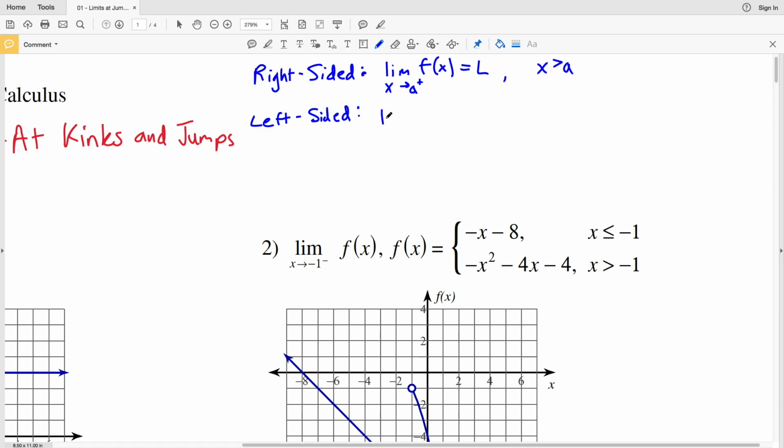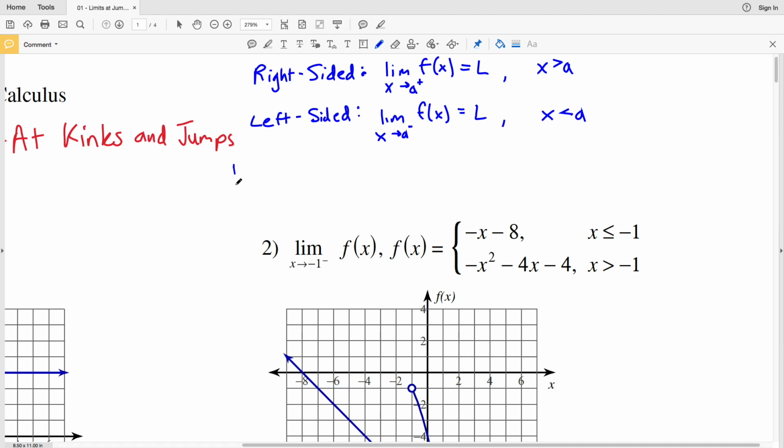Then for left-sided limits, we'll have the limit of f of x as x approaches a from the left. That's going to be a negative superscript, and let's set that equal to L. That means that x is less than a. So we're looking at x values that are less than a as we approach a. In one case, we're looking at values within the domain that are greater than that point a, and in the other case, the left-sided case, we're looking at values in the domain that are less than that point a to see where that limit is.